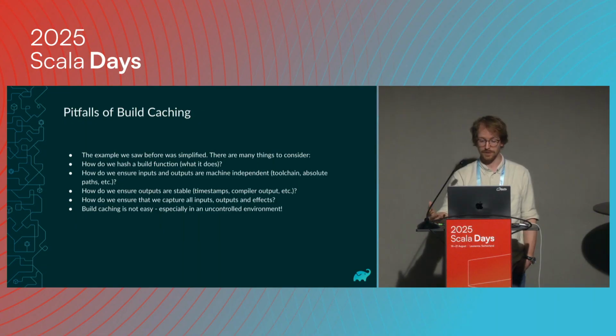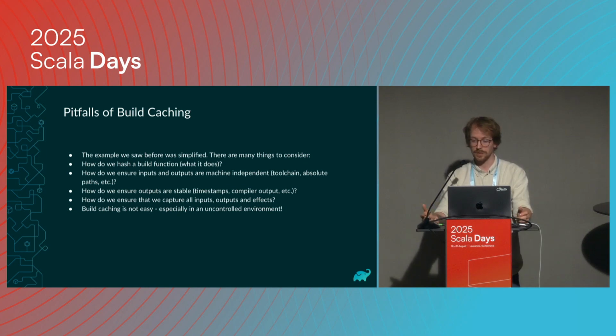Another example of something that we need to pay a lot of attention to is that we want to capture all the inputs and outputs and the effects. Because, for instance, if you change the Scala compiler version, then you would expect that what you had built before with an older version should not be used anymore. But if you don't capture that compiler version in the inputs of your task, then it's going to be reused, and that's an issue. The same goes, for instance, for the effects of your task.